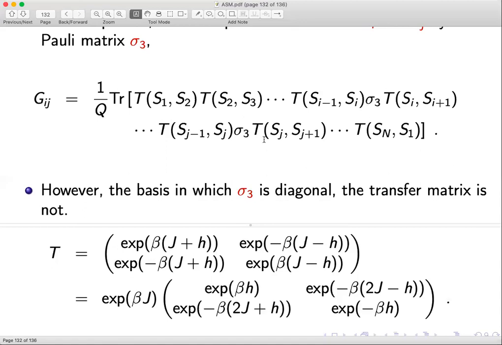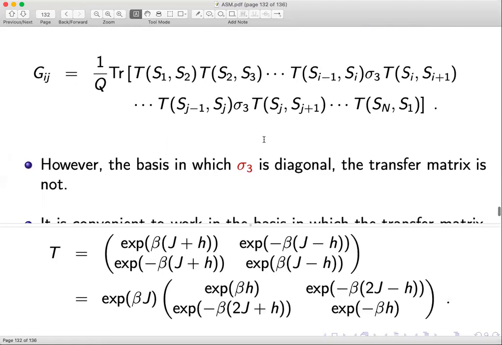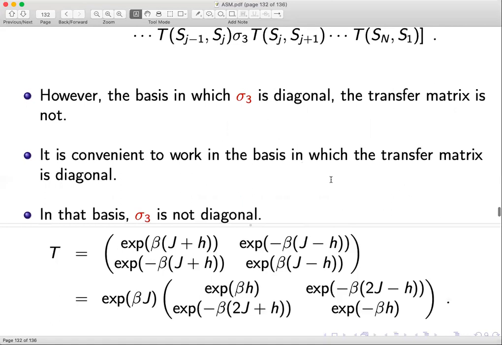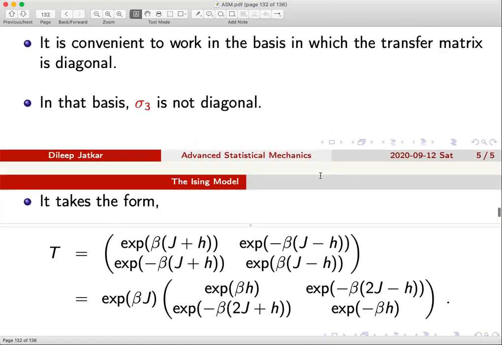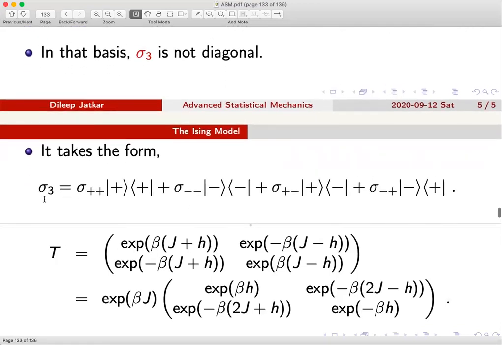The reason why they are not going to be diagonal is because the new basis, which is what we call the plus minus basis, is a linear combination of up and down spins, so in the plus minus basis, sigma 3 is not diagonal. So we will work in the basis in which the transfer matrix is diagonal and sigma 3 is not, but then we'll write down sigma 3 in the following form. Since sigma 3 is not diagonal, it has plus plus, minus minus, plus minus, and minus plus components. The sigma plus plus, sigma minus minus, sigma plus minus, sigma minus plus that are appearing are just numbers really. They are not matrices anymore, because this whole stuff is a matrix actually. Plus plus is the first entry, minus minus is the bottom right entry, and plus minus and minus plus are the off diagonal entries. So sigma 3 would look like this with these kind of entries. Is that fine?